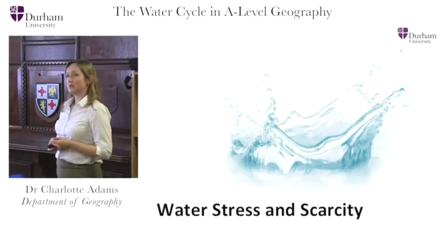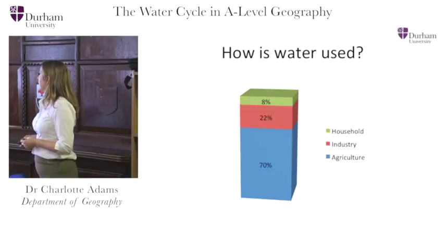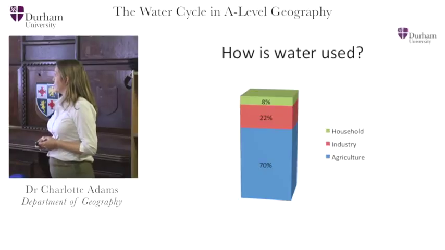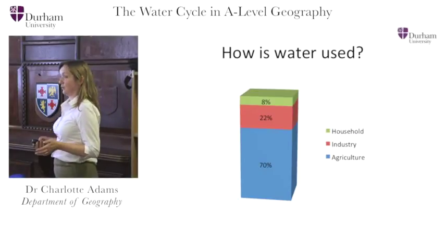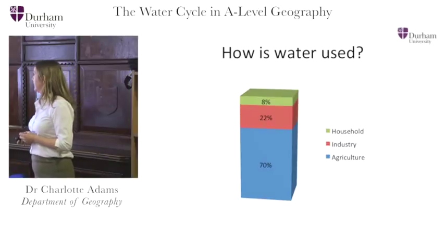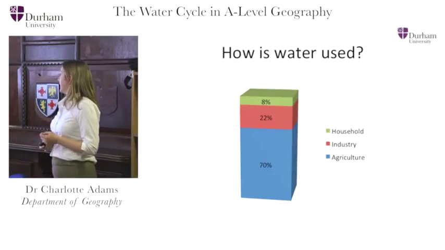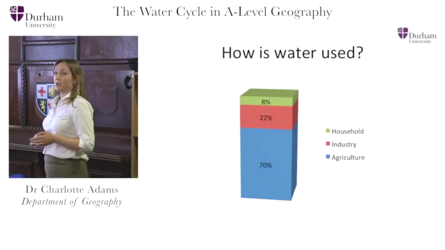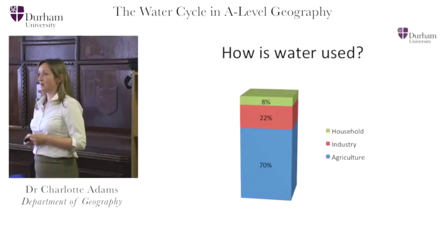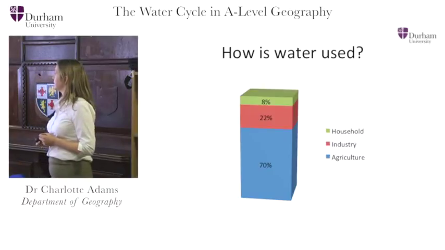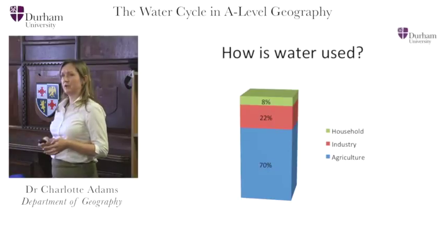So I'm going to move on now to look at what happens when there's not enough water. So we're thinking about globally how water is used, and generally most of it, it will not surprise you, is used in the agricultural sector. The next biggest user is industry, and the smaller portion at 8% is what we're using in our households for domestic purposes. So there's things here for the students to think about in terms of the future.